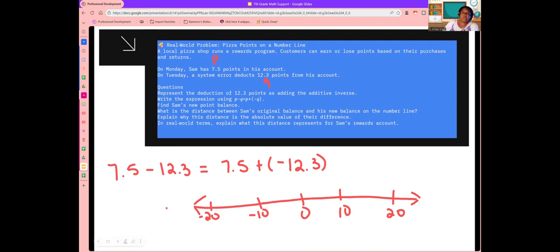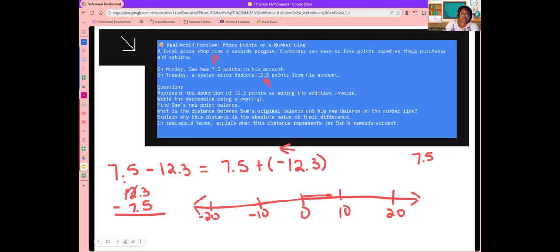So if we were to look at this, we could say 7.5 is about here. Now we're at 7.5, but we need to add a negative 12.3. So that means we need to go backwards 12.3 because negative is going to send us to the left. Now, we could go from here to 0. So that would be 7.5. And we would just need to go the rest of the way. Well, what is the rest of the way? We can do that with subtracting. So 12.3 minus 7.5.